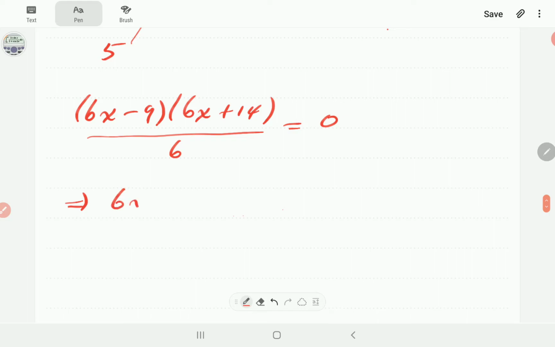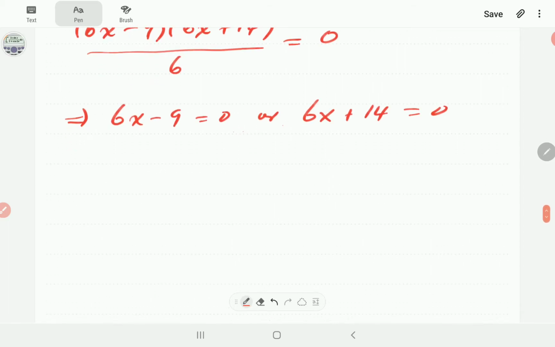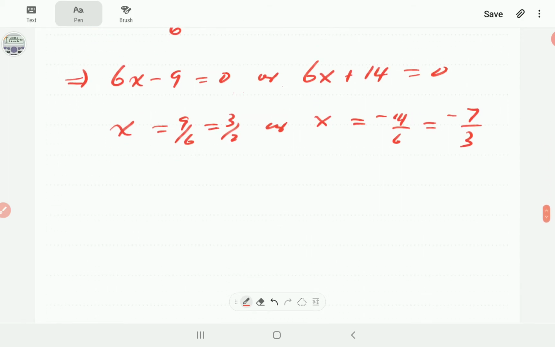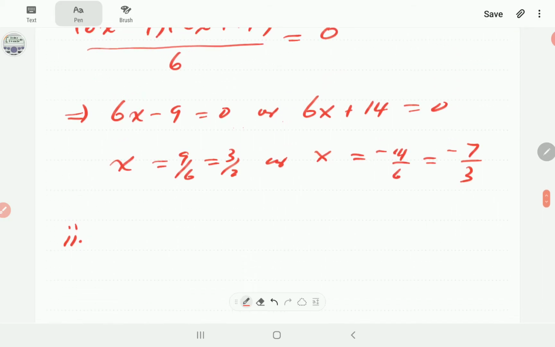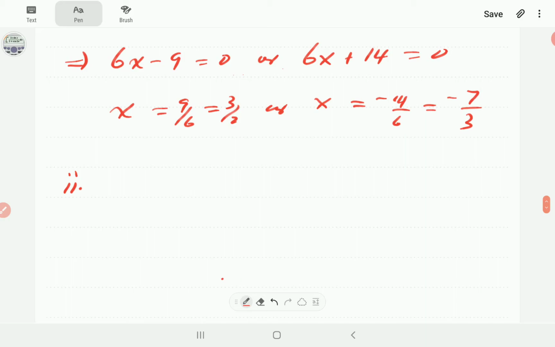So this tells us that either 6x minus 9 is 0 or 6x plus 14 is 0. So from here it means x is 9 over 6, or 3 over 2, or here x is negative 14 over 6, or negative 7 over 3. So that is the method of factorizing. Then next we're going to do the method of the quadratic formula.